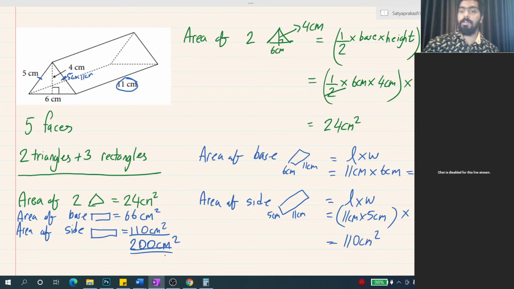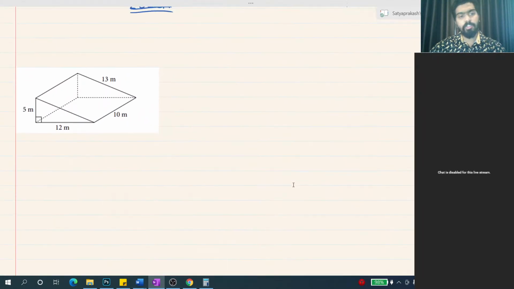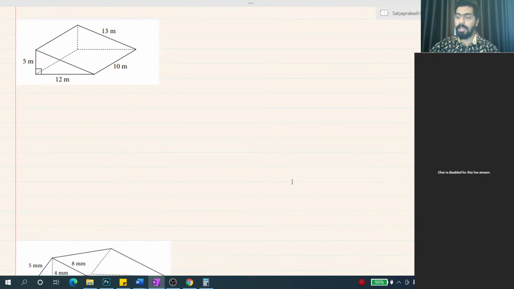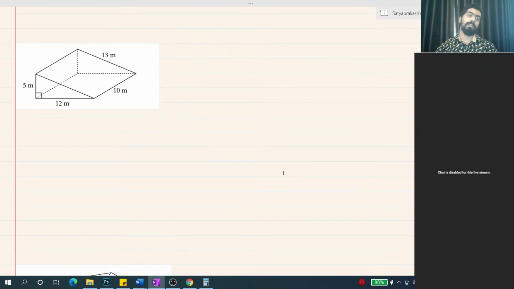All right, guys, now let's go ahead to the next question. So this might be a bit easier than the last question, but pretty much the same. All right, so the same formula, same format.